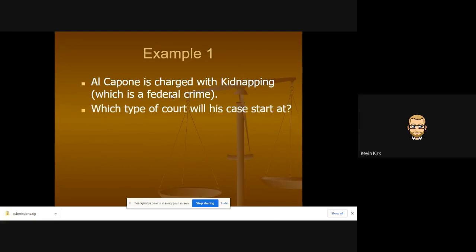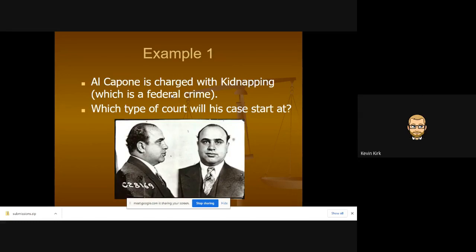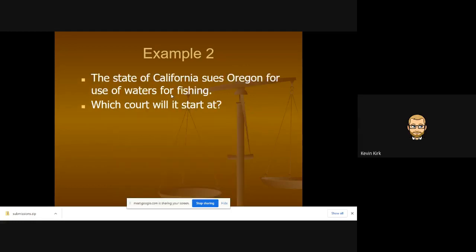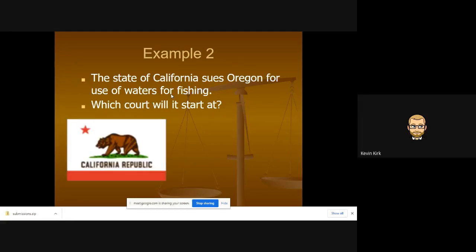Example 1. Al Capone is charged with kidnapping, which is a federal crime. What type of court will this case start at? That's a picture of Al Capone, and if it's a kidnapping charge at the federal level, it would go to General District Court. Example number 2. In the state of California, the state of California sues Oregon for using its waters for fishing. If a state sues another state like California and Oregon, that case is limited original and starts in the U.S. Supreme Court.